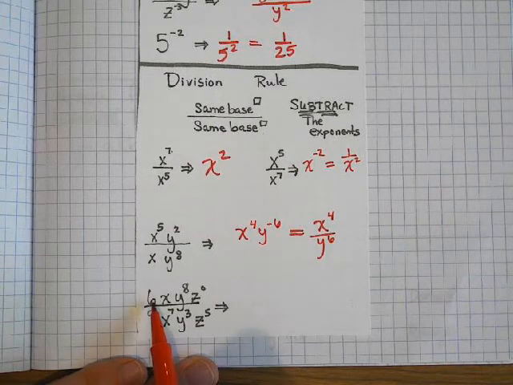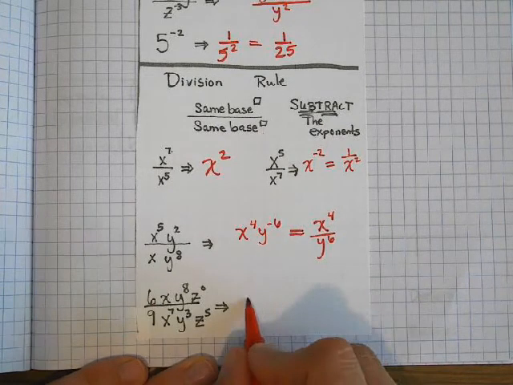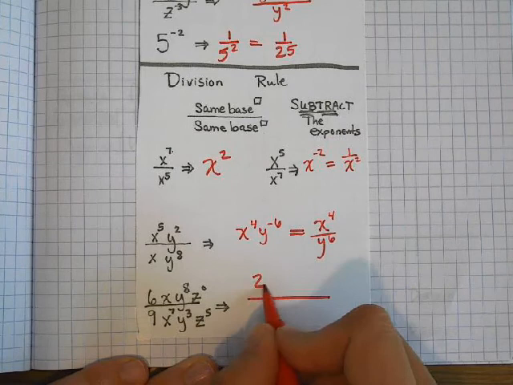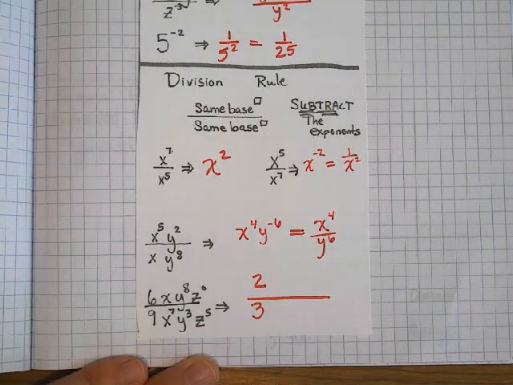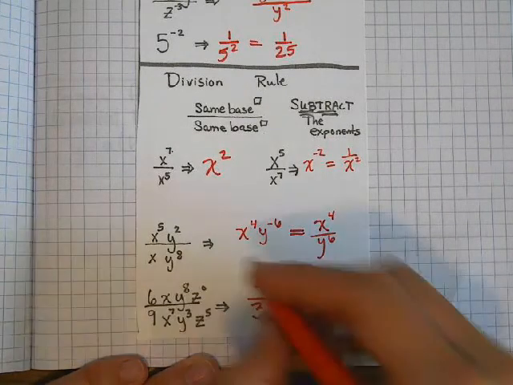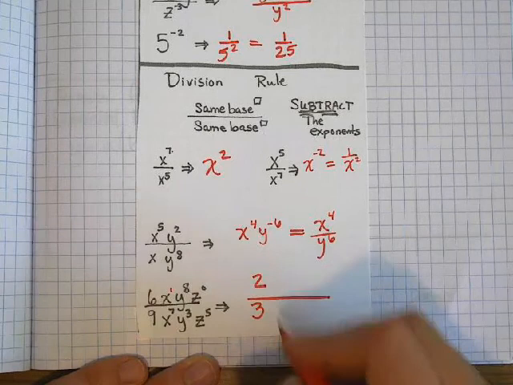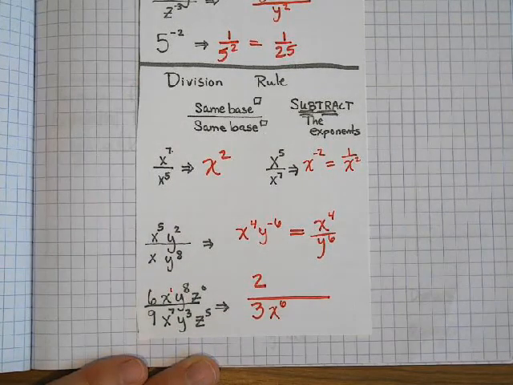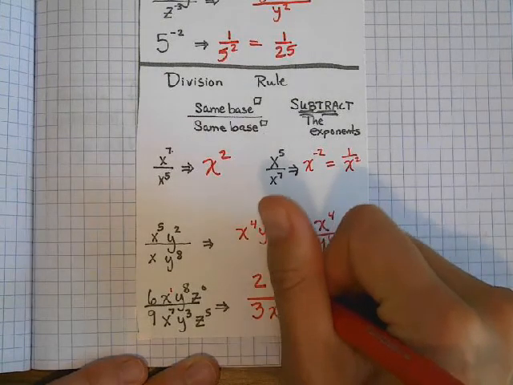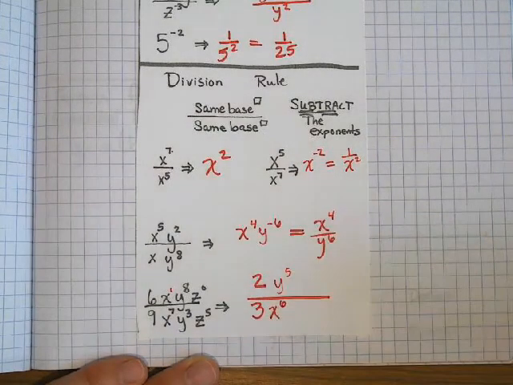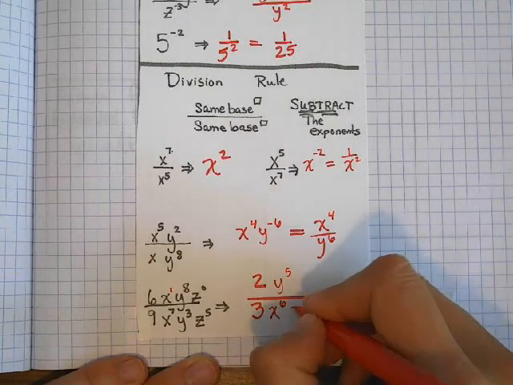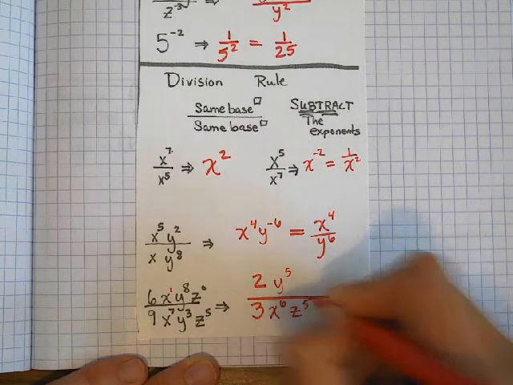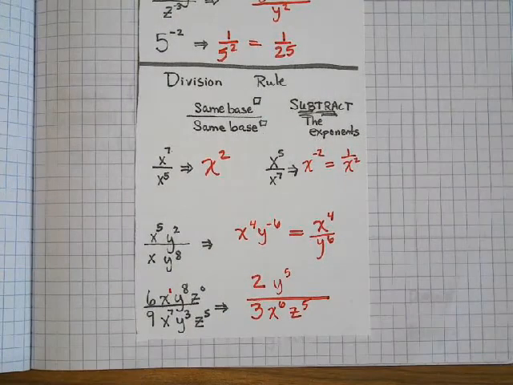Okay, with our last one, let's look at our coefficients first. 6 divided by 9 is 2/3. If I look at my x's, remember I've got 1 minus 7, which would be 6. So I'm going to put that on the bottom. Look at my y's. 8 minus 3 would be 5. Y to the 5th. 0 minus 5, 5. So z to the 5th.